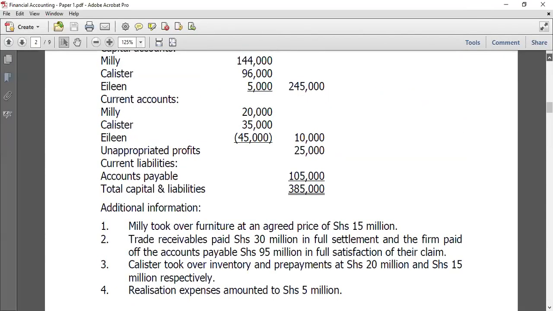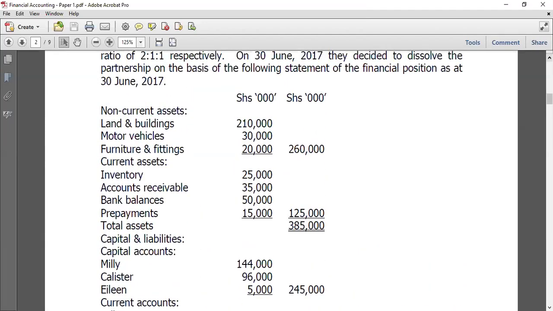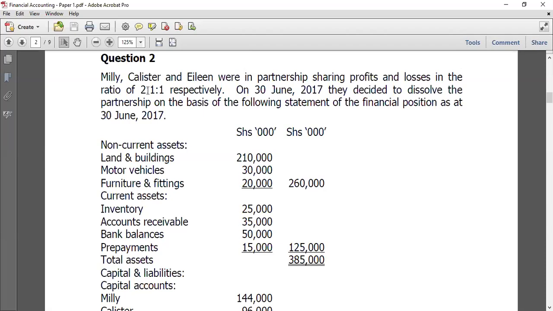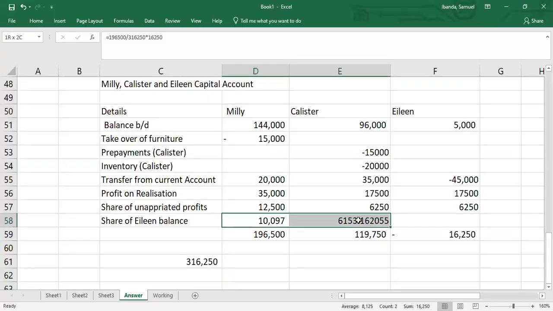Remember, this is what we have. We have 2 to 1 to 1, respectively. So some people are saying we should actually use this. Why are we not using the ratios? That is Christine's question. Some people are saying we should calculate the ratio of share based on the last capital balance of each of the partners.